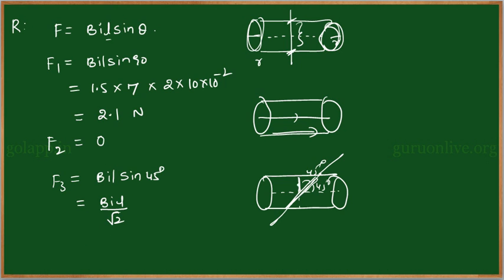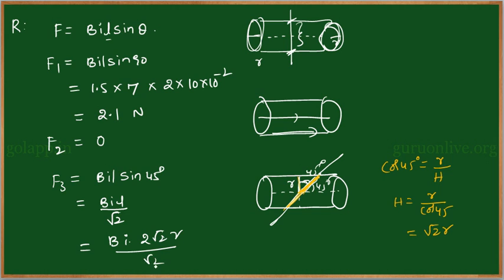Now we need to find out the length. Here, if you see, this is R and you have 45 degrees here, so we need to find out this hypotenuse. This is the adjacent side of the angle and this is the hypotenuse, so cos 45 is equal to R by that hypotenuse. Then the hypotenuse is equal to R by cos 45. Cos 45 is 1 by root 2, so this will become root 2 R. This is root 2 R, so if we consider the whole thing, that will become 2 root 2 R. Then this formula will become BI into, in place of L, I am writing 2 root 2 R divided by root 2. Root 2 gets cancelled. So BI 2R, which is the same as this.